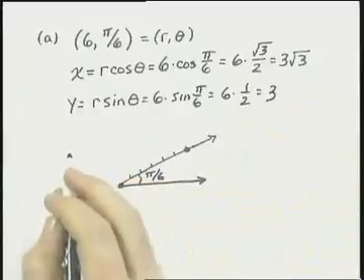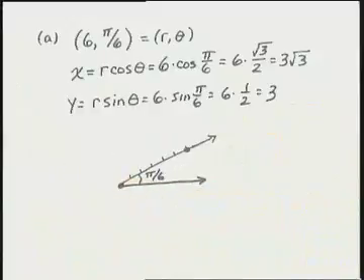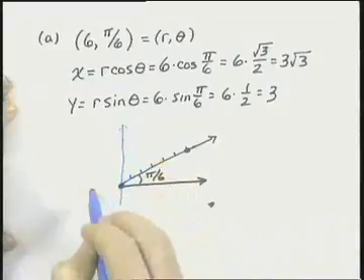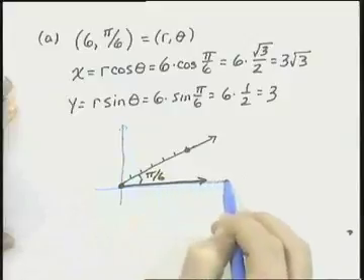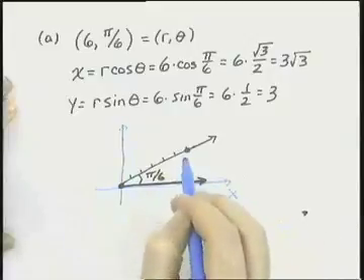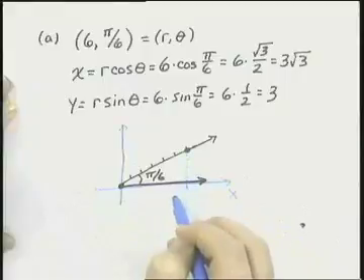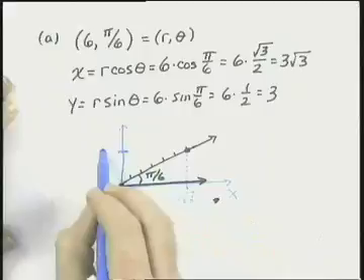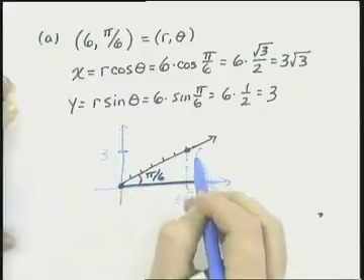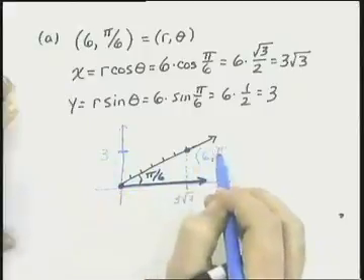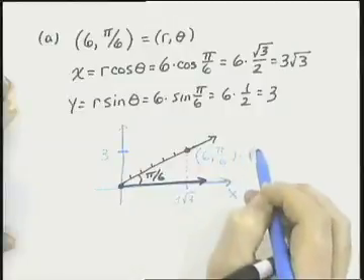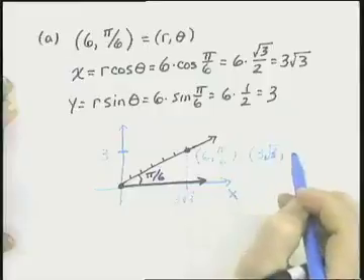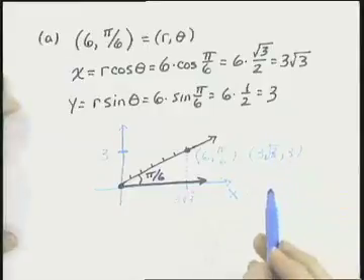So if I was to superimpose a rectangular coordinate system on the graph that we have drawn here in polars, remember the polar axis coincides with my x-axis, that would mean that this point is 3 root 3, and this point right up here is 3. So that point is 6 comma pi over 6 in polars, or 3 root 3 comma 3 in rectangulars.